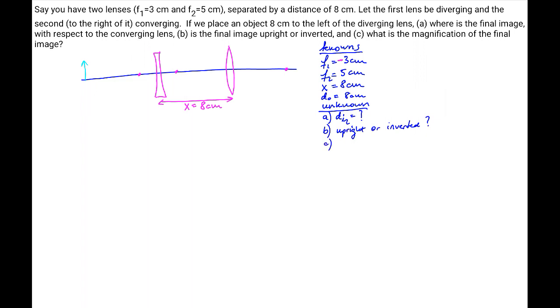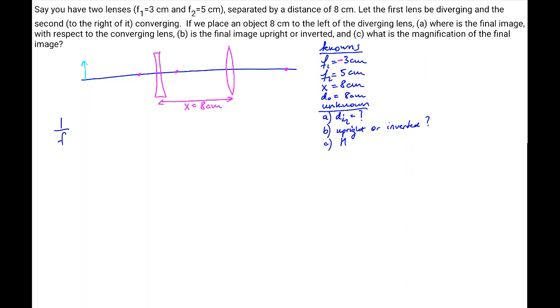In part C, we're looking for the magnification of the final image. So let's start working through this. We know that the original object is going to form an image in the diverging lens. Remember that diverging lenses only form virtual images, so the image is going to be somewhere in front of the diverging lens. Let's see what happens when we use the math.